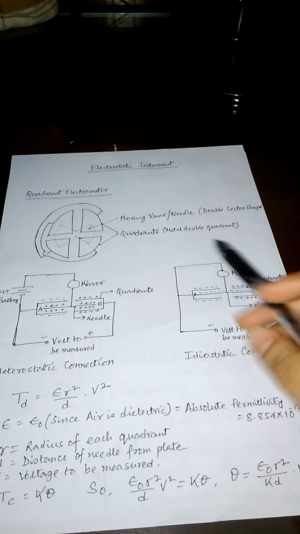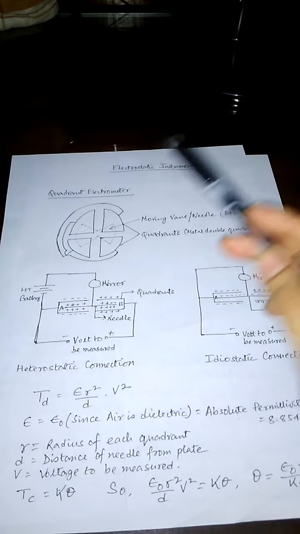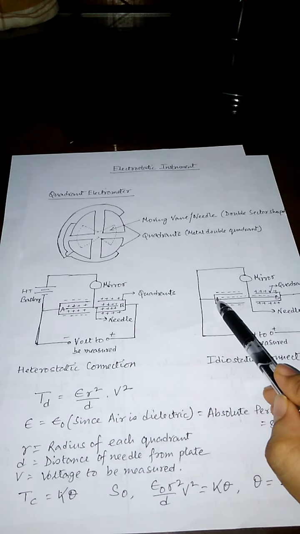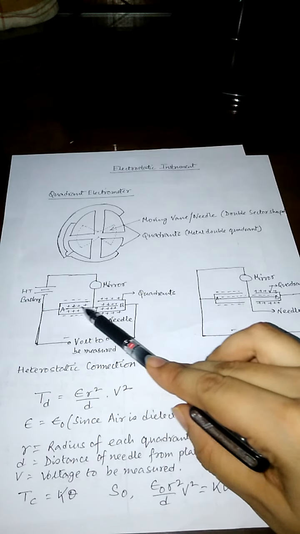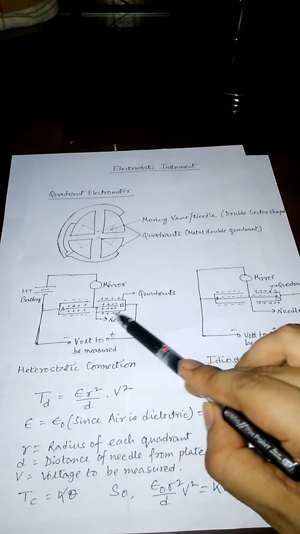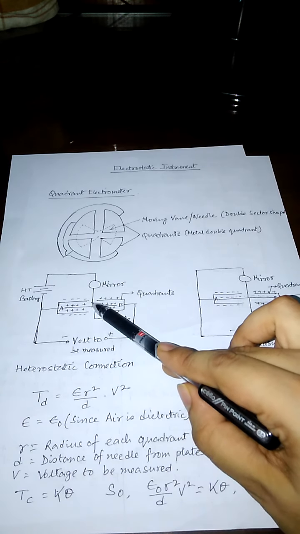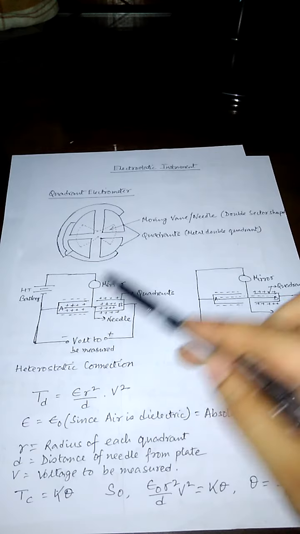Now another connection is the idiostatic connection. What is the difference? In heterostatic there is an HT battery connection, but in the idiostatic connection there is no HT battery actually connected. Here you can see that this needle is not connected to the quadrant. This is the quadrant, this is the quadrant, and the needle is suspended equidistantly in between these two, but not attached to them.